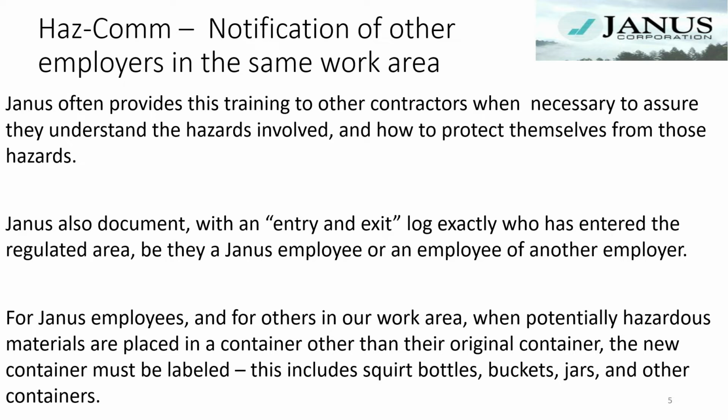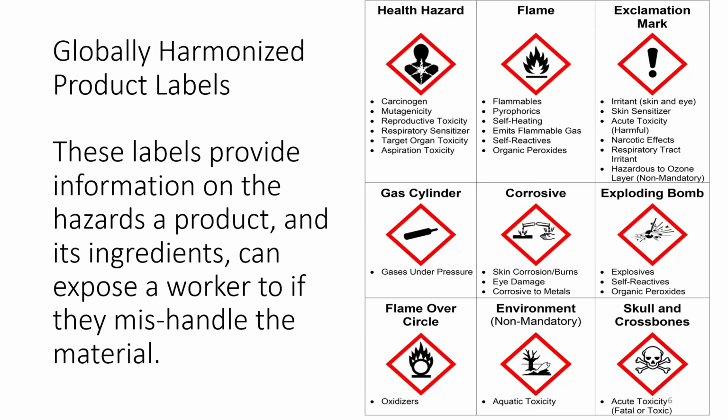For Janus employees and for others in our work area, when potentially hazardous materials are placed in a container other than the original container, this is a product that we're using, the new container must be labeled. This includes squirt bottles, buckets, jars, and other containers. For instance, mastic removal fluid in a squirt bottle for detail work. Rather than carrying around a full bucket of mastic removal fluid, that bottle is supposed to be labeled as mastic removal fluid. It does not require it to have all of the hazard communication labels on it, but it must be labeled as to what it is. No unlabeled containers.